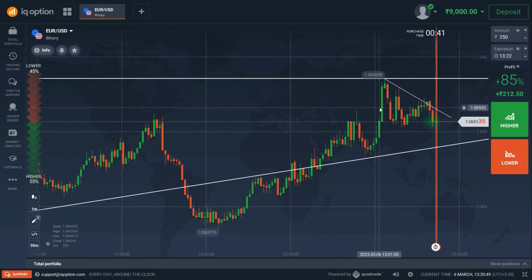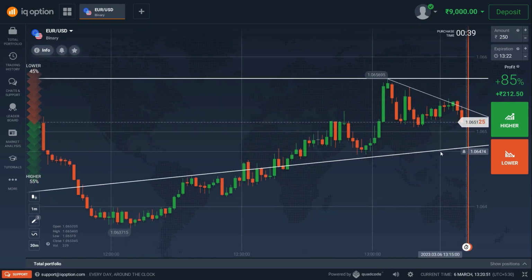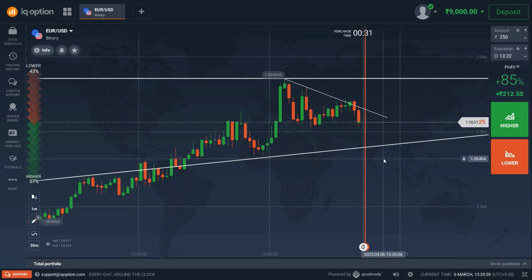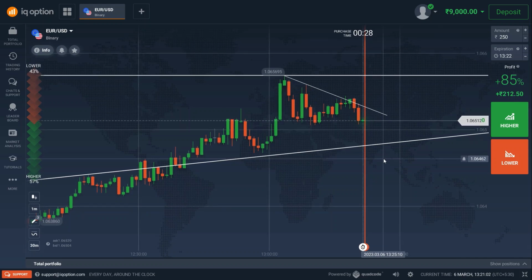As you can see, as soon as the market hit this level, it started falling down. So this is the retracement. So let's just wait for some time till we get the right opportunity, and then we'll take a trade. Then I'll explain the trading setup.